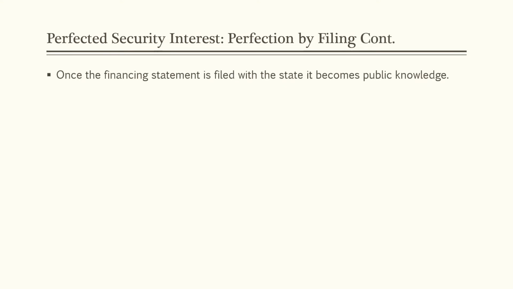Once the financing statement is filed with the state, it becomes public knowledge. A UCC-1 form is the standard form for financing statements generally used by lenders in the United States. And that's because most states will not accept the lender's own form. They require a UCC-1 form or they won't allow you to file it.